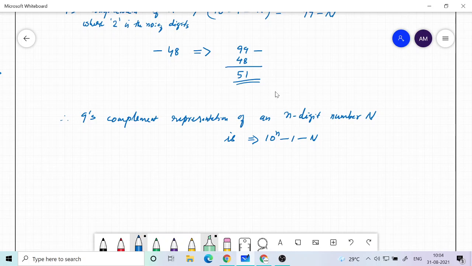Now a number is given, say 51 is given, and we want to convert that into sign magnitude form. How do we do that? So it is told that 51 is in 9's complement form. Okay.